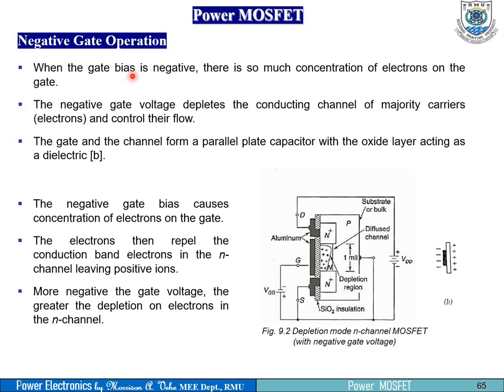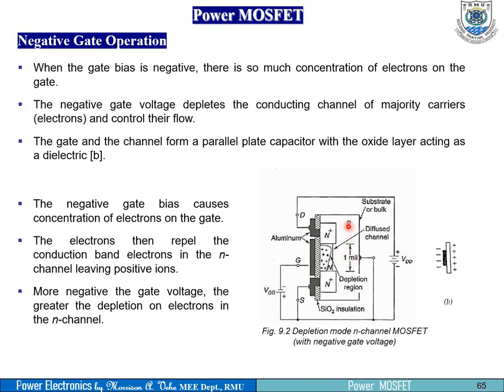So we also look at the negative gate operation. If you like, it's the reverse of the positive gate operation, which is something you should be able to picture or explain. So the more negative the gate voltage, the greater the depletion of electrons in the n channel. The same concept, but this time around negative. We put negative potential on the gate. But already, what is your substrate? You should know exactly what your substrate is.